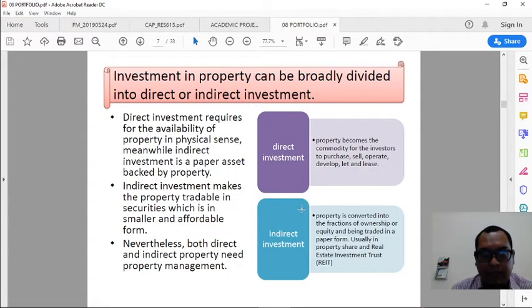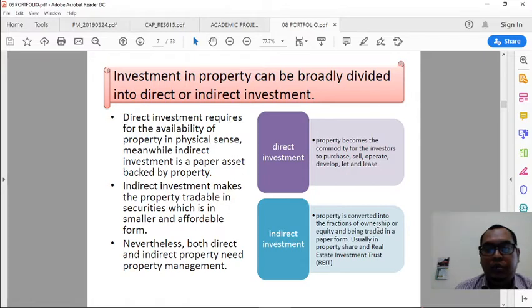Alright. So investment in property can be broadly divided into direct or indirect investment. For direct investment, property becomes the commodity for the investors to purchase, to sell, operate, develop, let and also lease. So this is more related towards, like we discussed earlier, the traditional aspect. But for the more progressive aspect of investment, it can also be categorized into indirect investment, whereby the property is converted into fractions of ownership or equity and traded in paper form.